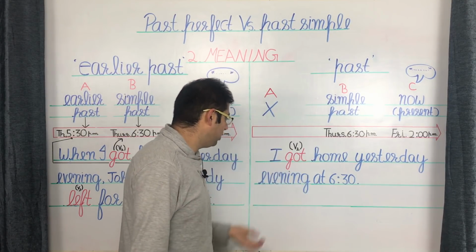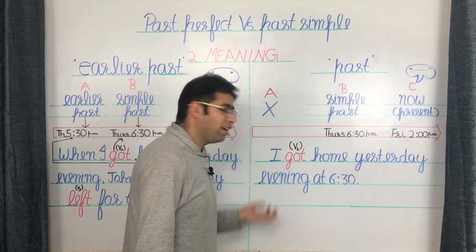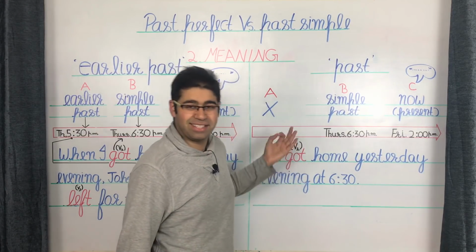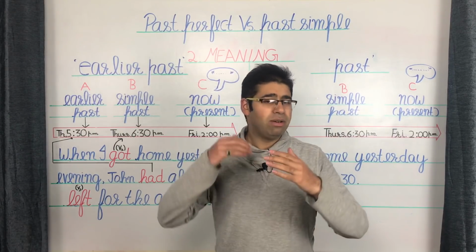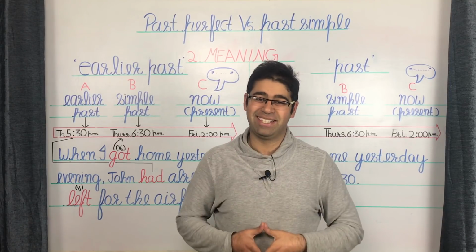You have the same treatment. Get turns into its second form, the simple past, that's got, giving you the sentence as I got home yesterday evening at 6:30. And that's about the meanings for the past perfect and the past simple. Now let's reinforce these concepts by moving on to the usage of the two tenses. Let's go.